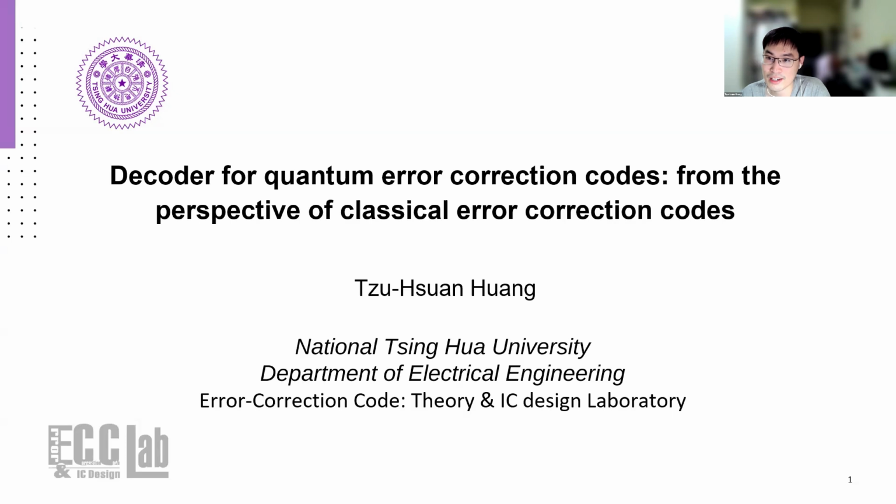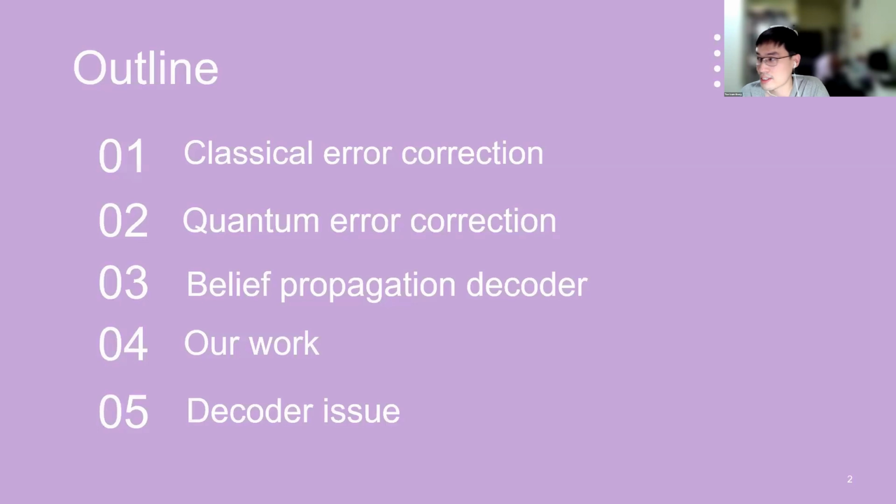So I think this talk is aimed at researchers or students like me who are newcomers to the quantum world, but have a certain interest in it. So let's get started. So this is my outline. I will first introduce classical error correction and quantum error correction. Then I will focus on the belief propagation decoder and present our work. And finally, I will mention some decoder issues.